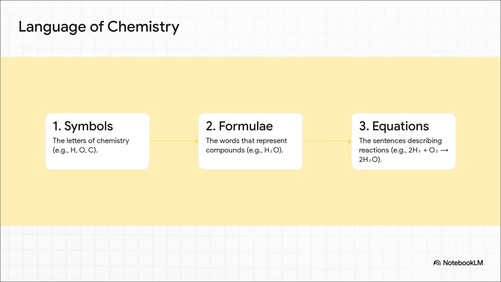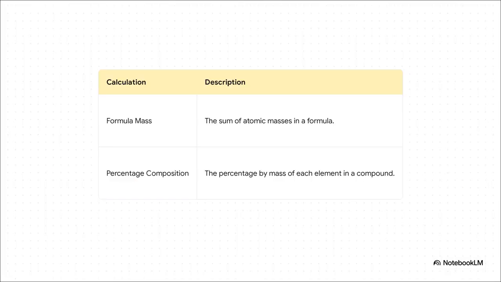So once you can sort your matter, you need to learn the language to talk about it. It's a lot like learning to read and write, actually. You start with the alphabet. These are the symbols for each element. Then you learn to form words, or in this case, formulas, to represent compounds like water. And finally, you start writing full sentences, which are the chemical equations that describe entire events, these things we call reactions.